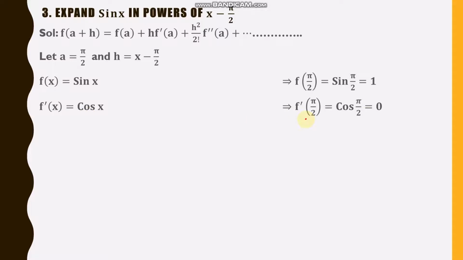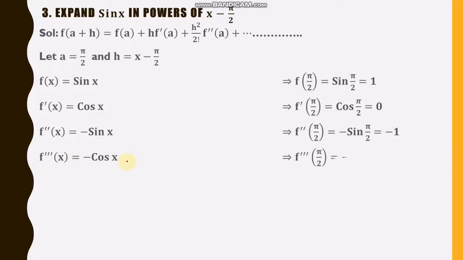Value of cos x at pi by 2 is 0. Now f double dash at x is minus sin x. Value of minus sin x at pi by 2 is minus 1. Then f triple dash at x is minus cos x. Value of f triple dash at pi by 2 is minus cos pi by 2, which is 0.